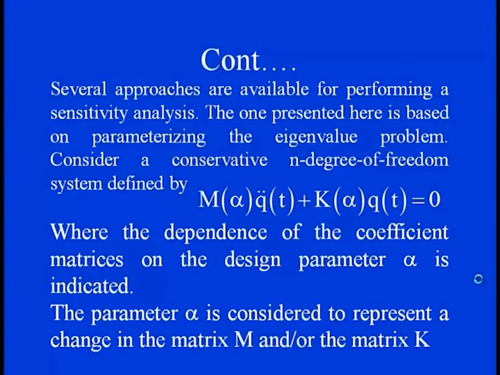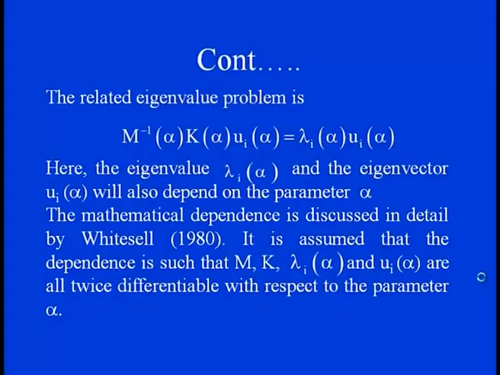And this parameter alpha is considered to represent the change in matrix, either M or K, in such a way that whatever changes are there in the material or in the shape can be immediately incorporated. So when we try to relate this with our eigenvalue problem, then we know that we need to go with the inverse part.